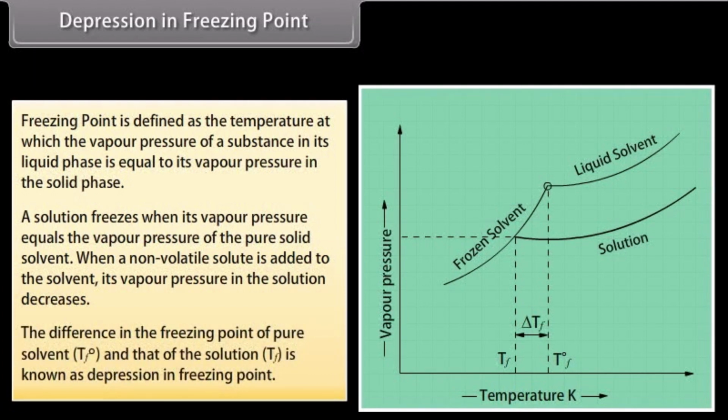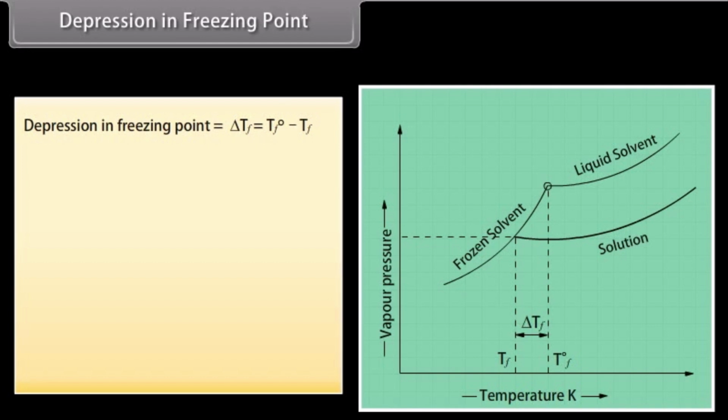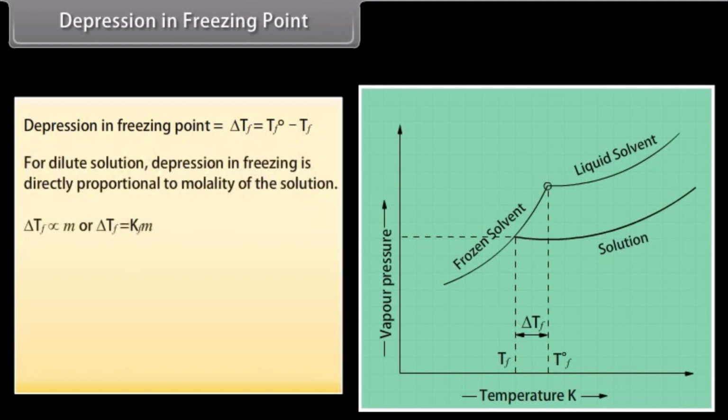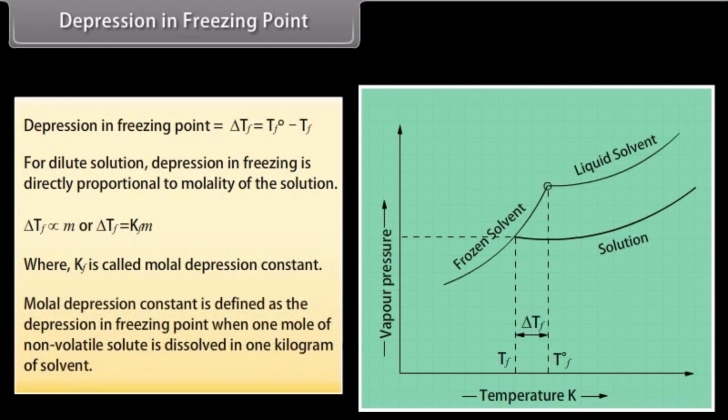The difference in the freezing point of pure solvent and that of the solution is known as depression in freezing point. Depression in freezing point is denoted by delta Tf, which is equal to Tf naught minus Tf. For dilute solution, depression in freezing point is directly proportional to molality of the solution. Kf is called molar depression constant. Molar depression constant is defined as the depression in freezing point when 1 mole of non-volatile solute is dissolved in 1 kilogram of solvent.